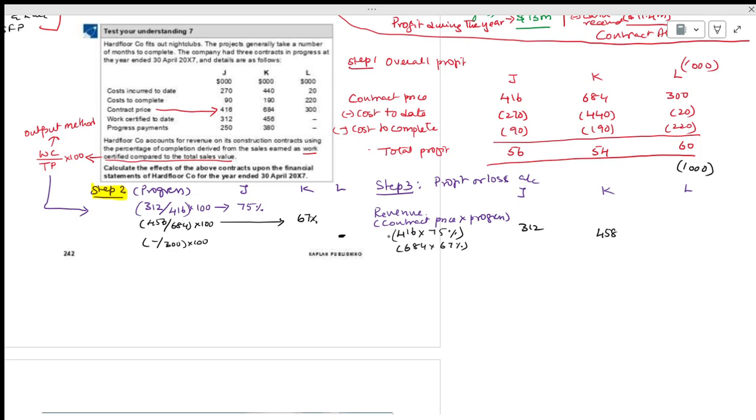Can we take 300 only? How can you take 300? Still zero, there is no progress. How much have you spent? Cost incurred to date is how much? 20. See, there is no progress. Cost incurred to date is 20.